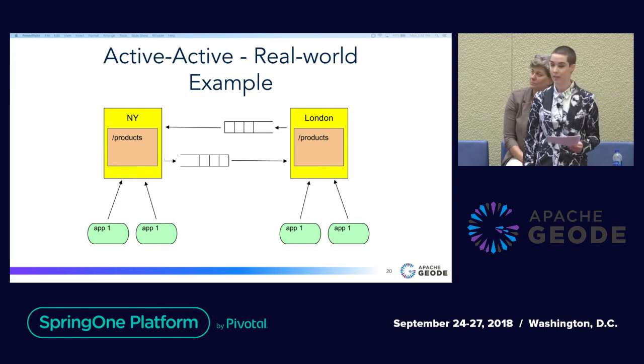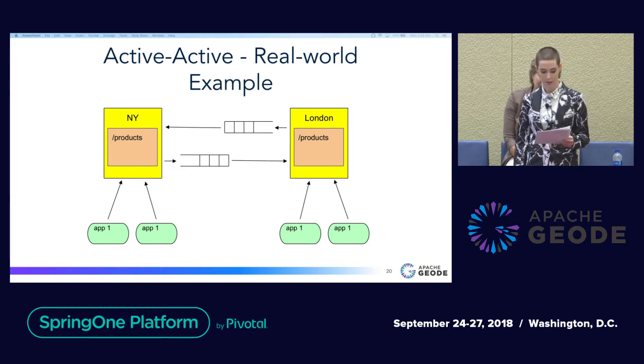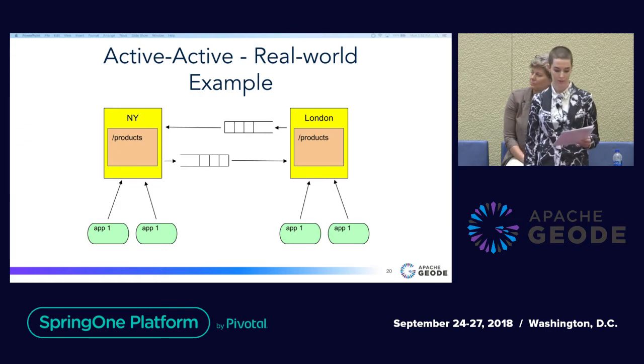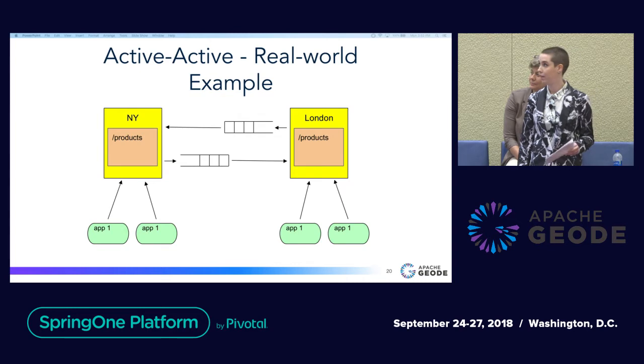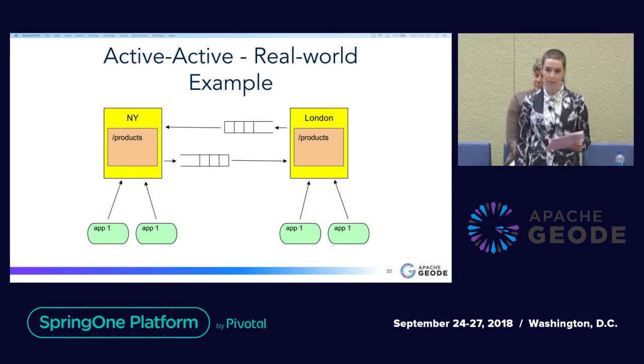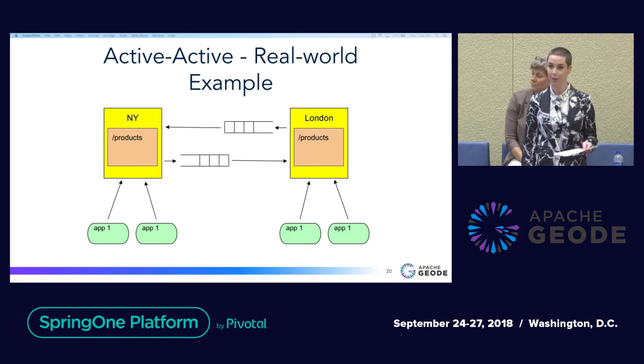So in this simple example of a Geode deployment, we have two sites, one in New York and one in London, each hosting a region of products that will be actively queried and updated at both sites. They are connected using the bidirectional WAN gateways and each have apps connected to them.